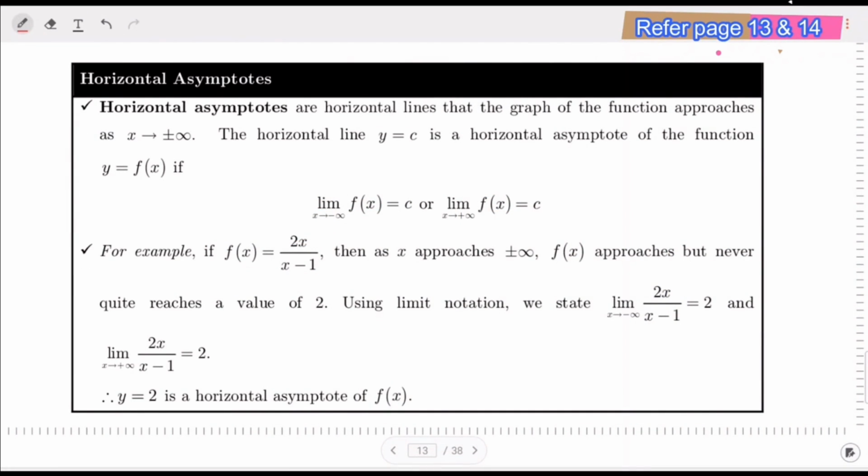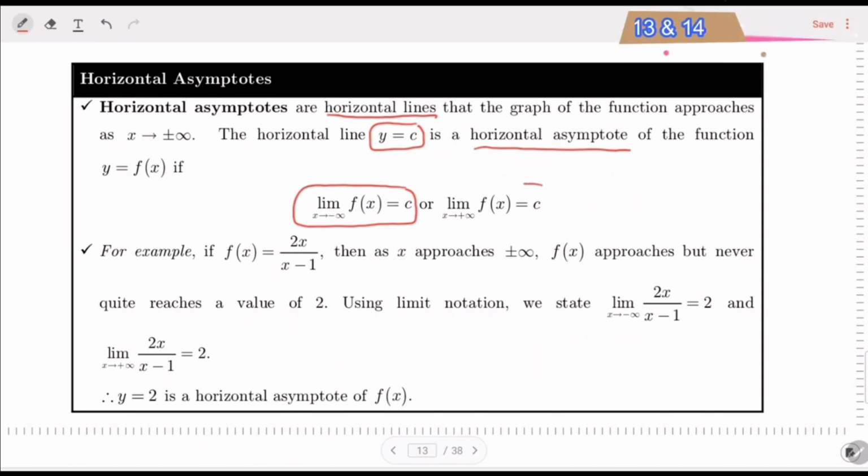Horizontal asymptotes. Horizontal asymptotes are the horizontal lines that the graph of the function approaches as x approaches positive or negative infinity. The horizontal line y equal to c is the horizontal asymptote of the function y equal to f of x if the limit as x approaches negative infinity of the function is equal to c, or the limit as x approaches positive infinity of the function is equal to c.